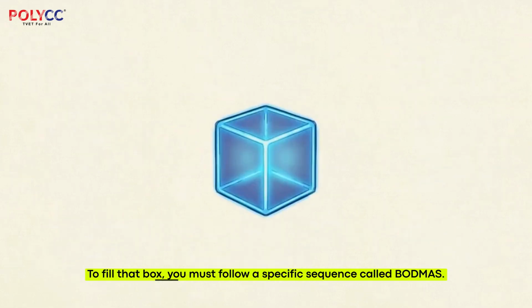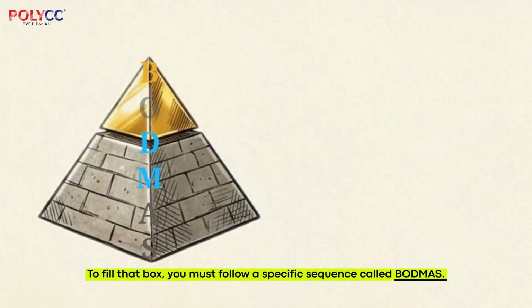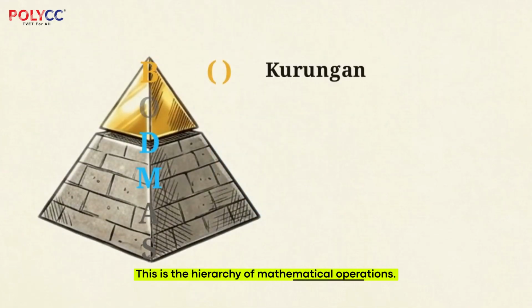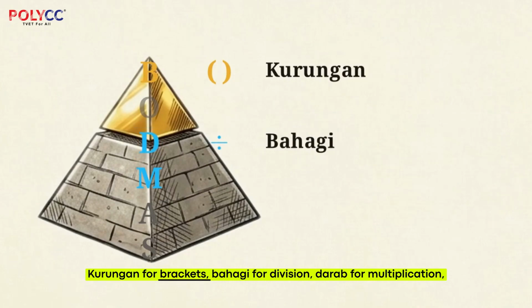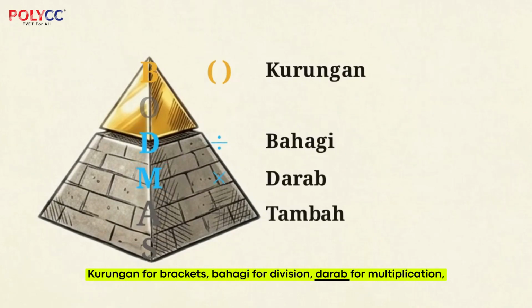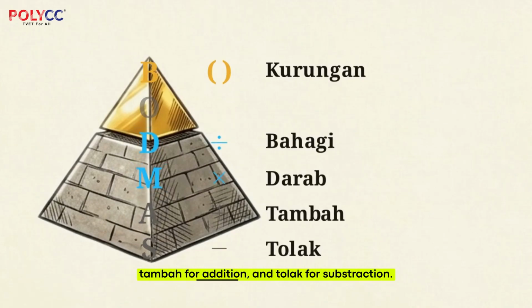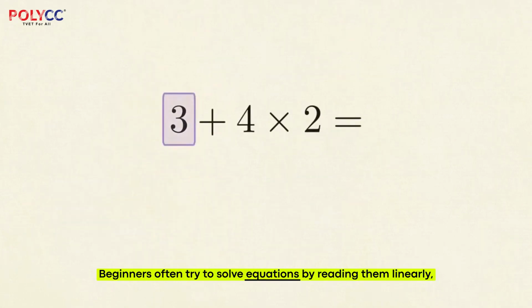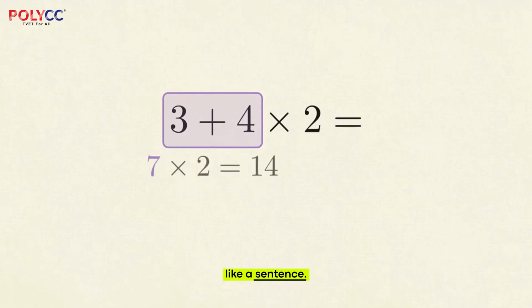To fill that box, you must follow a specific sequence called BODMAS. This is the hierarchy of mathematical operations: kurungan for brackets, bahagi for division, darab for multiplication, tamba for addition, and tolak for subtraction. Beginners often try to solve equations by reading them linearly, like a sentence.